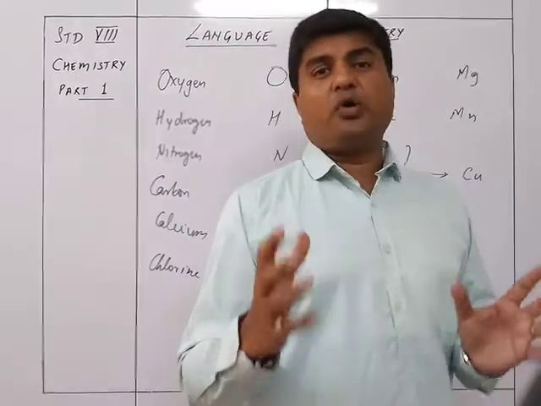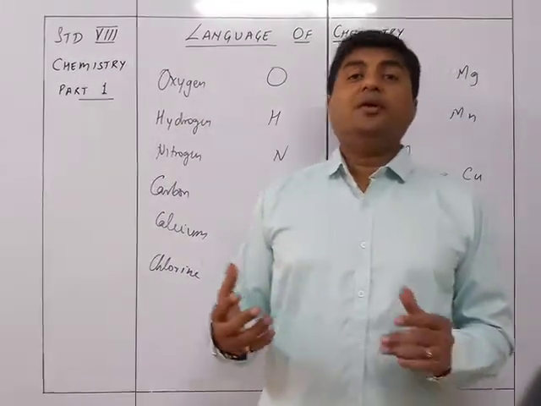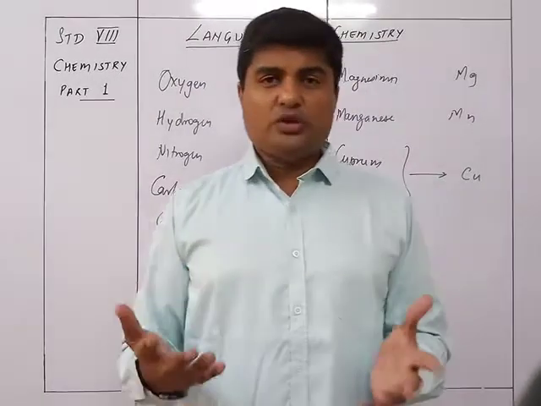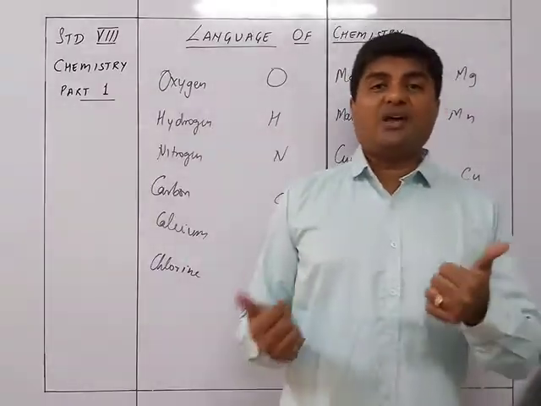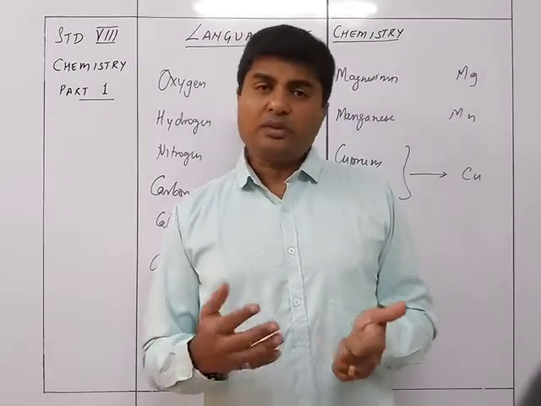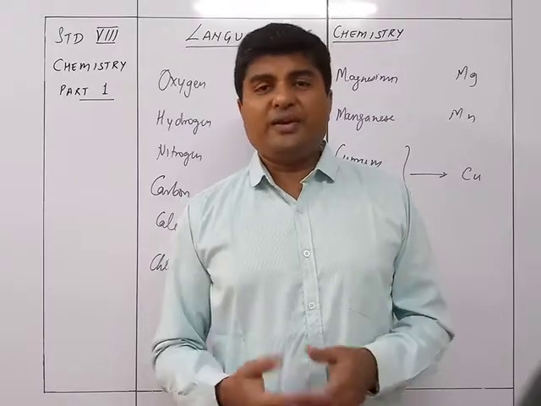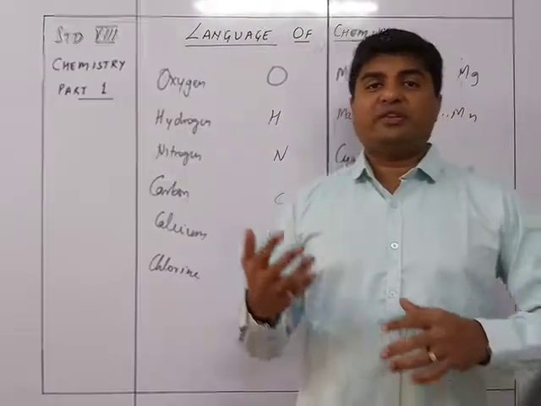So the symbols for the different elements were formed by taking into consideration the following rules. The first one: the first alphabet of the element, which was not easily approved because there were so many different names starting with the same alphabet.